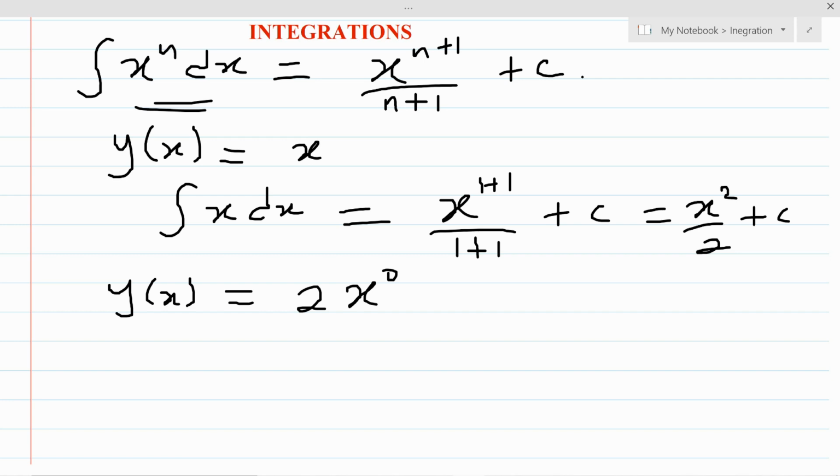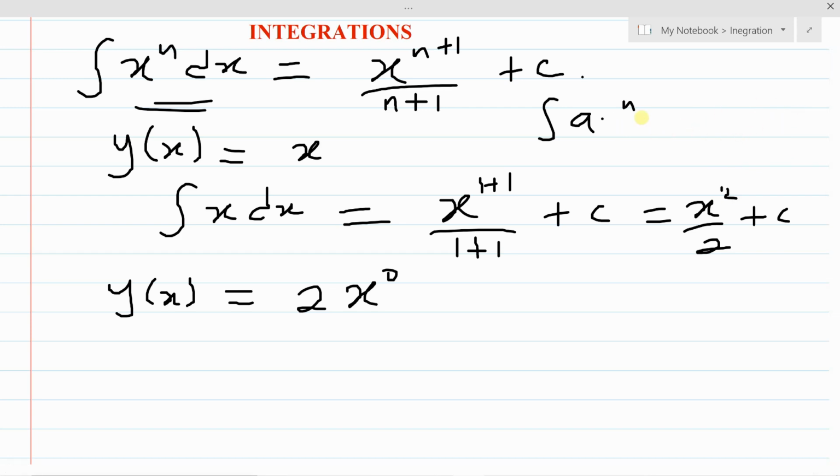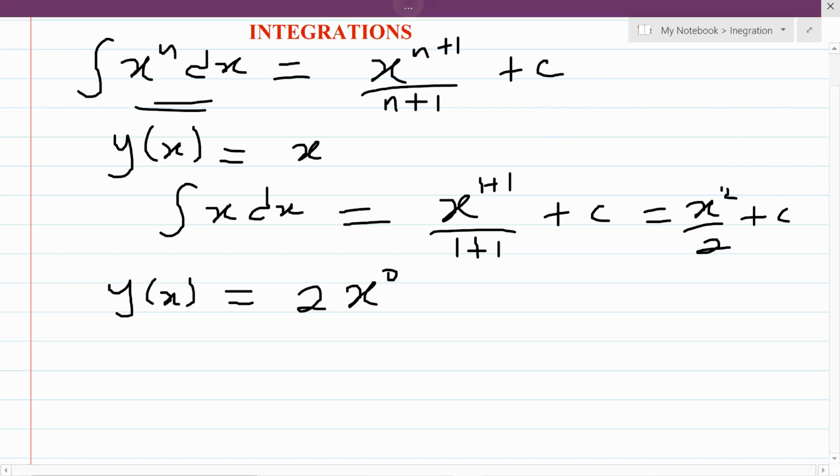Now there was one thing I forgot. If you have a constant attached to a polynomial, something like the integral of a x to the power n, this will actually give you a times x to the n plus 1 over n plus 1 plus c, okay. So it's just that your a will multiply only this part, okay. That is how it goes, okay.